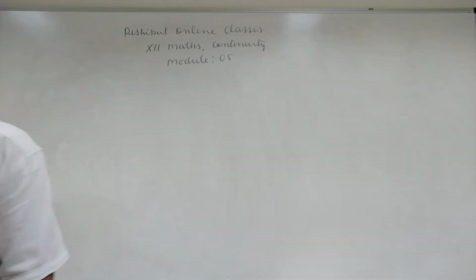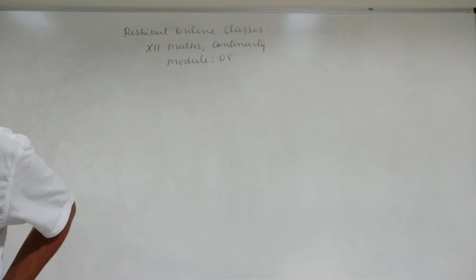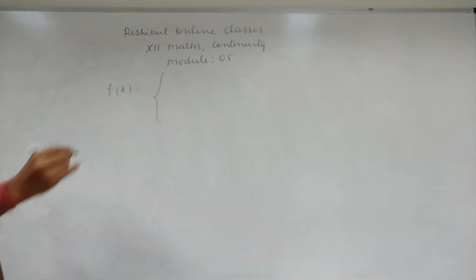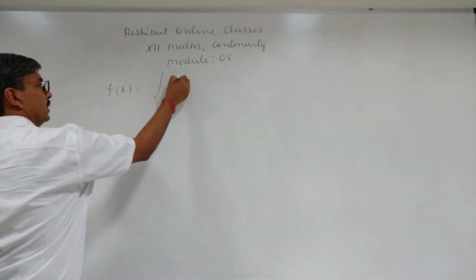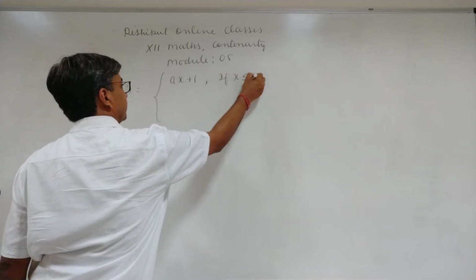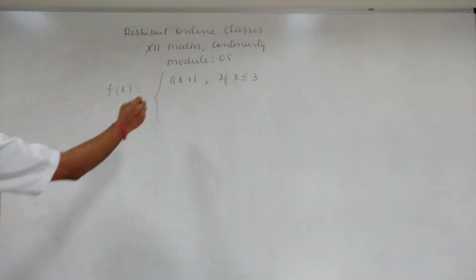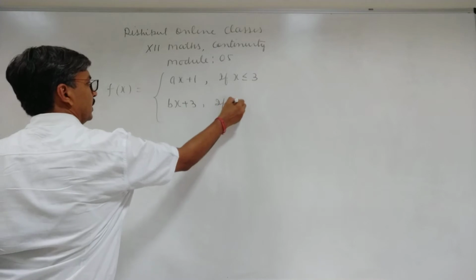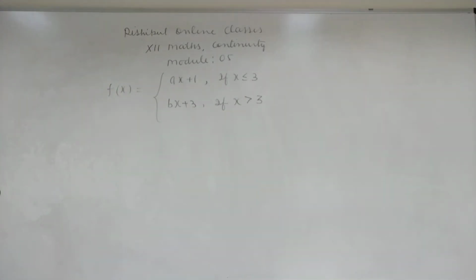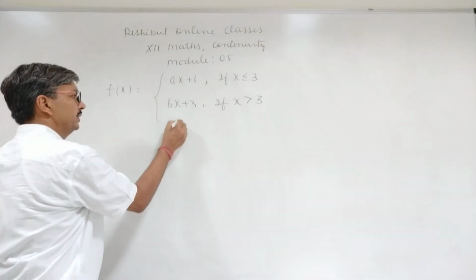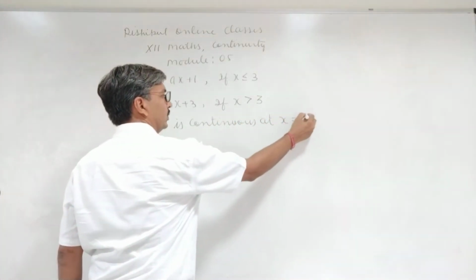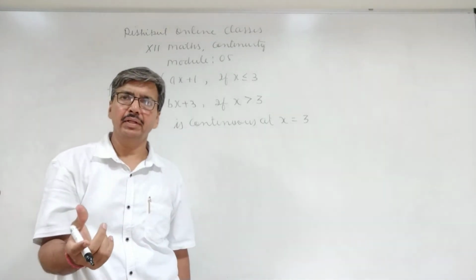Question number 17. Find the relationship between a and b so that the function f defined by f(x) equal to ax plus 1 if x is less than or equal to 3, and bx plus 3 if x is greater than 3, is continuous at x equal to 3. Then we will have to find out a relationship between a and b.